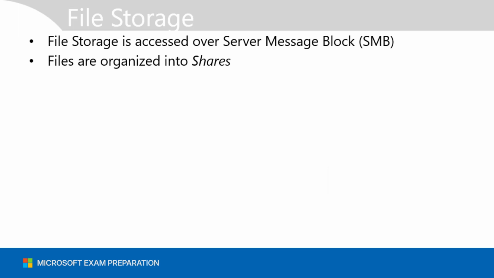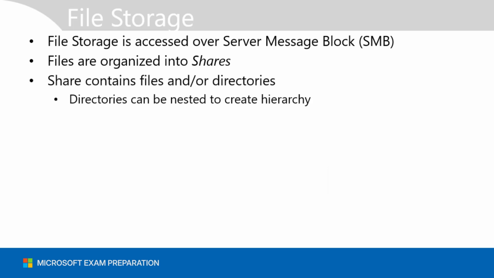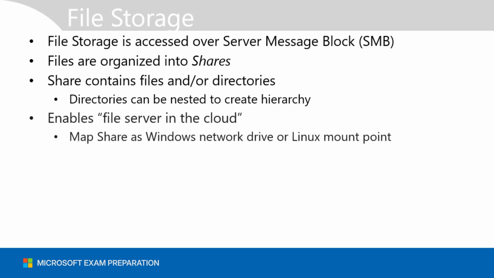Files are organized into what are called shares. And a share contains files, can also contain directories, and directories can be nested to create a hierarchy, just like you have in a Windows file share. This sort of enables a file server in the cloud scenario. So you could map an Azure file share as a Windows network drive for a Windows client or a Linux mount point. And then the Windows client would see those files as if they were across the network, when in fact they're coming across the internet from your Azure storage account.